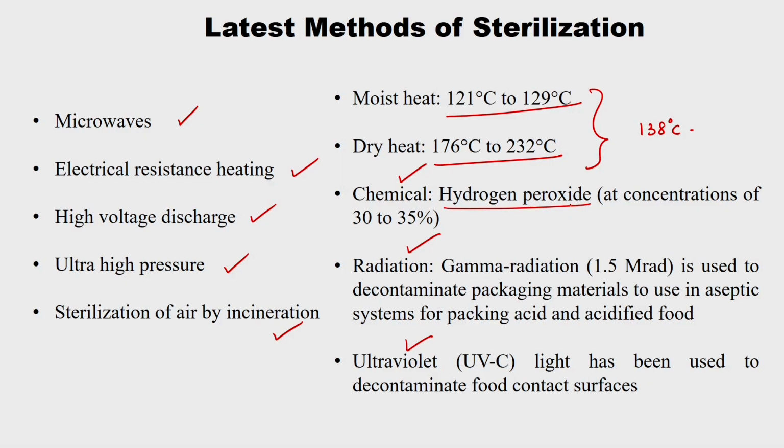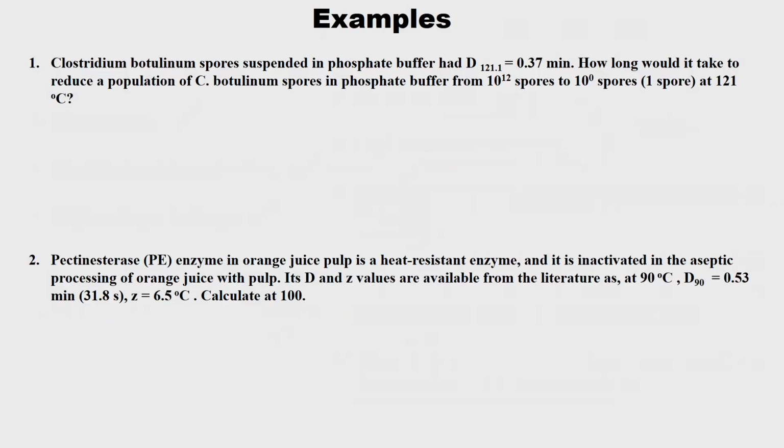The chemical hydrogen peroxide with the concentration of 30 to 35%, and gamma radiation with 1.5 megarads, is also used to sterilize the product, and ultraviolet light has been used to decontaminate food contact surfaces. So this is also one of the sterilization media. So we will do just quickly two examples.